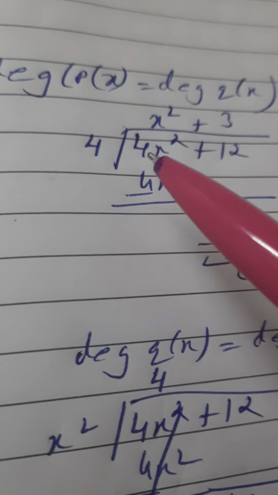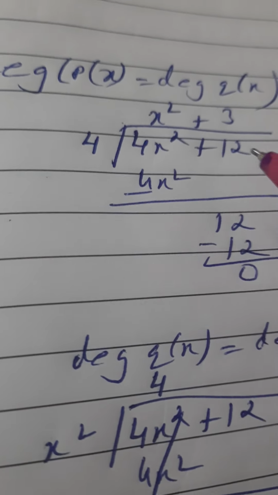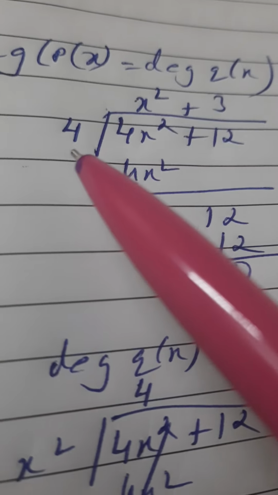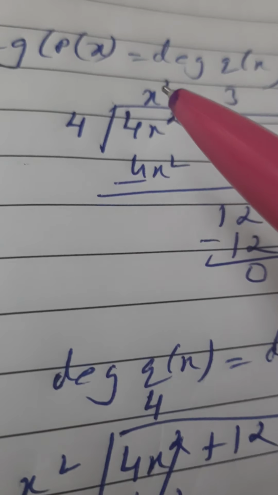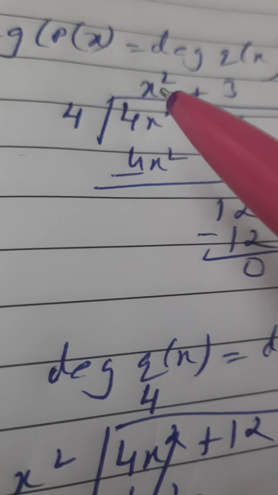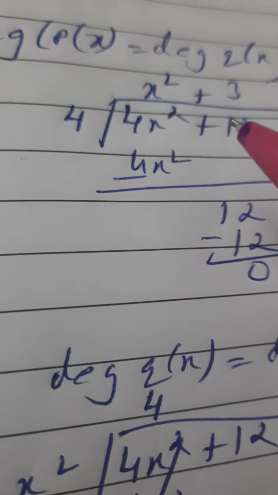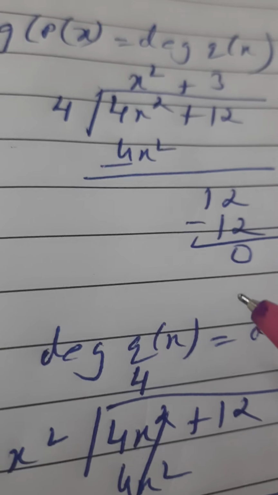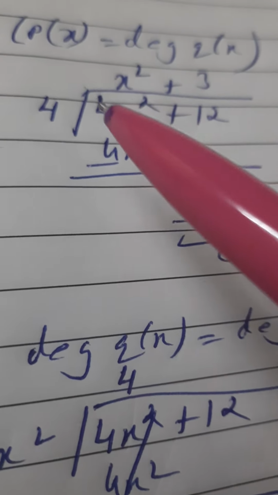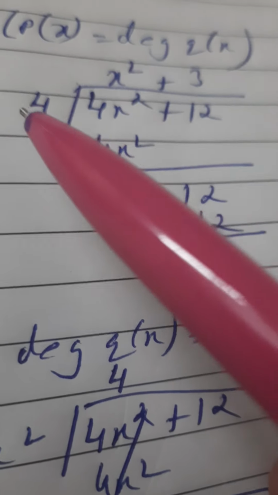So I have taken an example like this, 4x square plus 12. This is a polynomial and I'm dividing by 4. So when I divide by 4, what happens here? I'll get 4x square, then I'm going to get 12, 4 threes are 12, remainder is 0. So what has happened here? You are taking a polynomial and dividing by a constant.